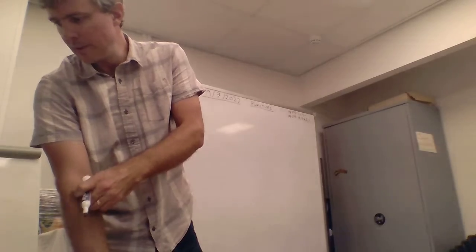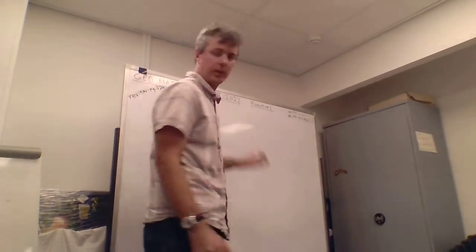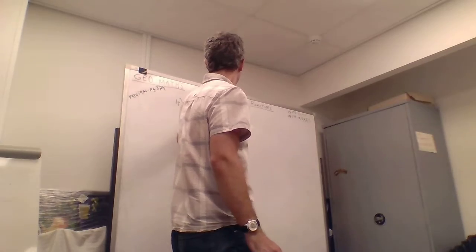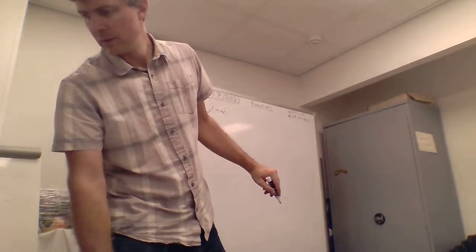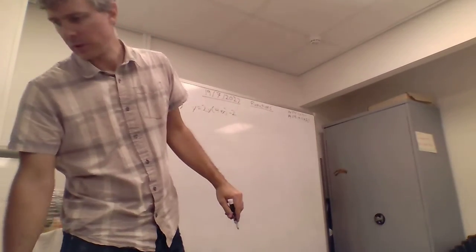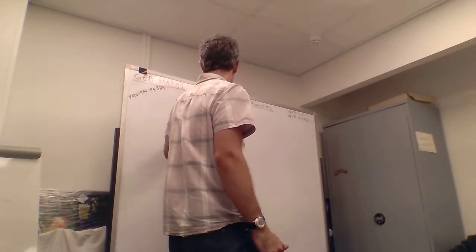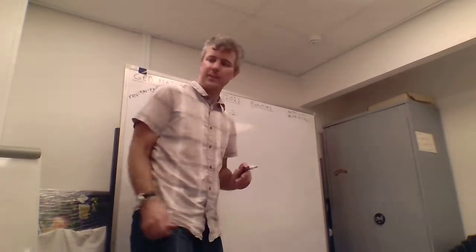Okay. It says in the function y equals 2x times (4 plus x) minus 2. If x equals 3, y equals what? This is basically just a substitution.